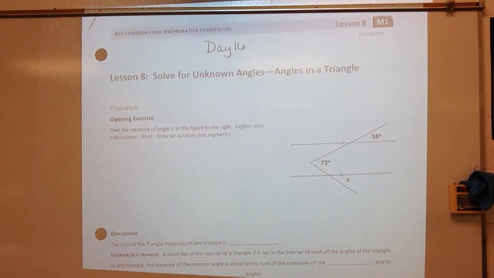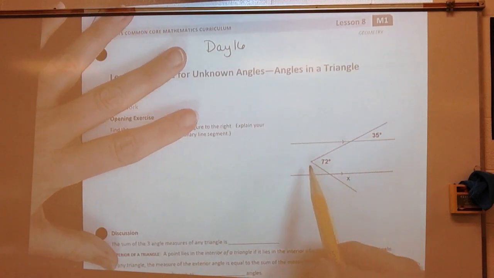Opening exercise: find the measure of the angle X in the figure to the right, explain your calculations, and it gives you a hint. It says draw an auxiliary line segment. If you remember an auxiliary line segment from the last lesson that we taught, it's just a line that I can draw that will help me to figure out measurements.